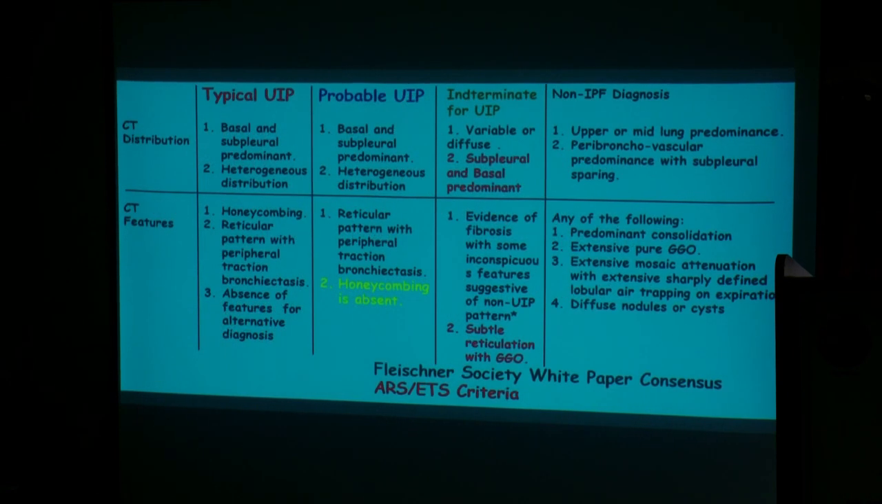Now this is what the Fleischner Society guidelines are, and I have added in red the American Thoracic Society and European Respiratory Society criteria. All these are new updated criteria, and they were finally updated only in 2018. The important points are basal and subpleural predominance and honeycombing reticular pattern with peripheral traction bronchiectasis and absence of any other findings to suggest an alternative diagnosis. You call it typical UIP pattern.